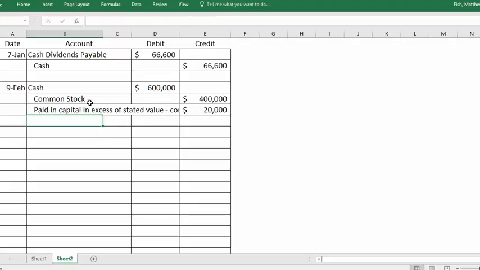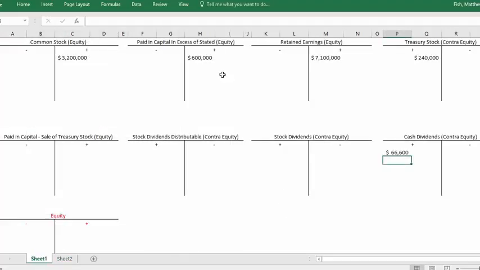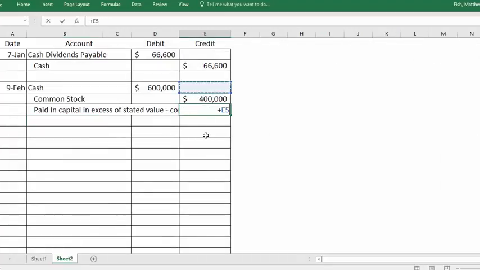And again, at this point, you could go ahead and post the journal entry to the T accounts. You would credit the common stock right here for 400,000, and the difference, the paid in capital in excess of stated value, would go right here. I've got to add enough zeros. I think I didn't put enough zeros here. Debits have to equal credits, right? Okay, so that's February 9th. We'll just keep moving through.